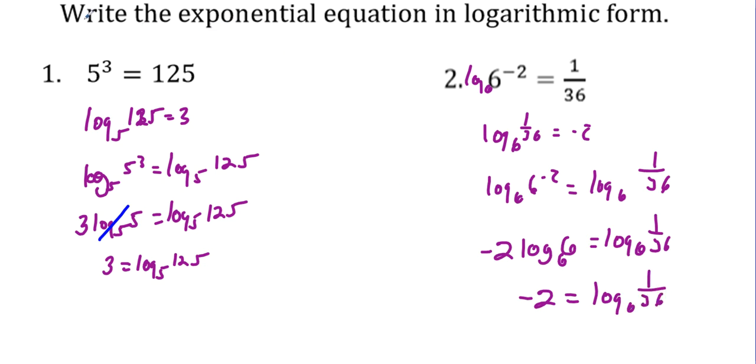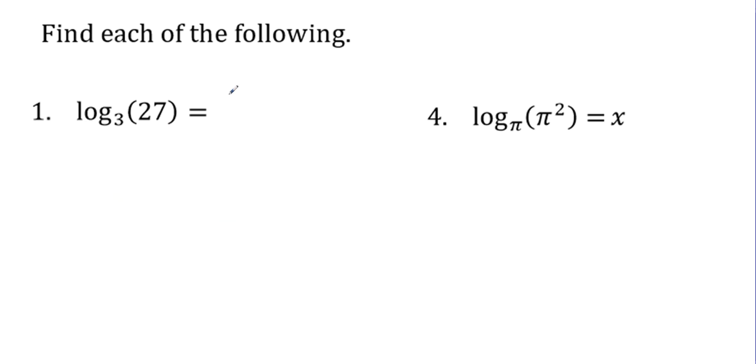Alrighty. So continuing on, now we're going to find each of the following. I don't like blanks over here, but math teachers do it all the time. Just call that x, all right? Log base 3 of 27 is equal to what? That's just 3 to the x power is equal to 27. Therefore, we know x has to equal 3. All right, 3 to the third power is 27.